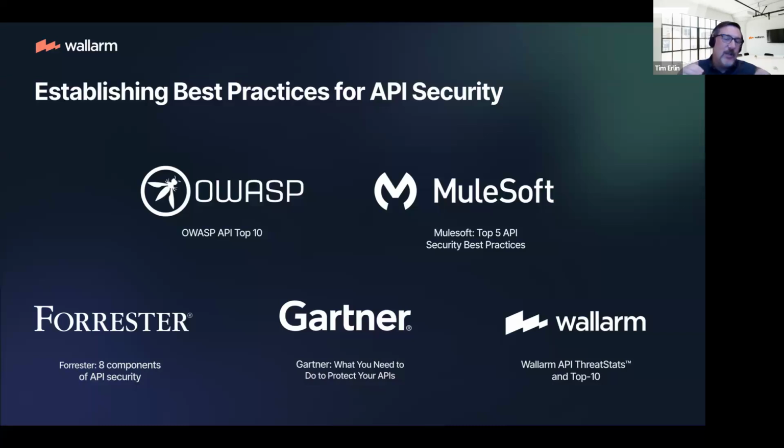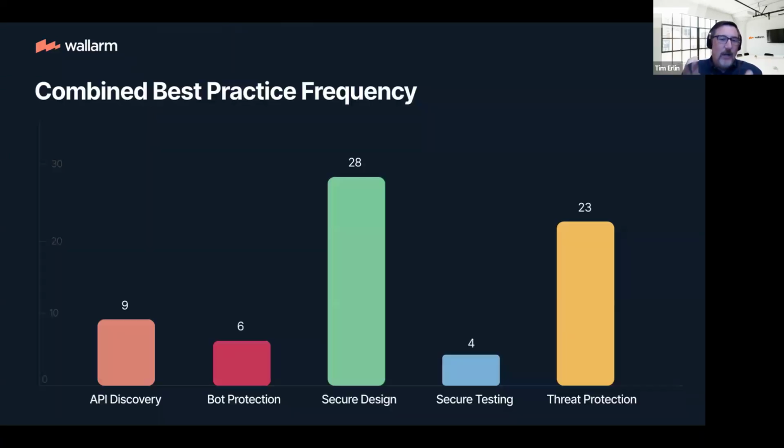So this is a categorization to start with. Where do these controls fit in terms of category? We found that secure design and threat protection were the top 2, so most of the controls fall into those 2 categories. And then you have API discovery, bot protection, and secure testing. I think bot protection is an interesting topic, probably for a whole separate webinar, because bots and APIs are an interesting combination. But that being said, this is that first level of how you categorize these controls.